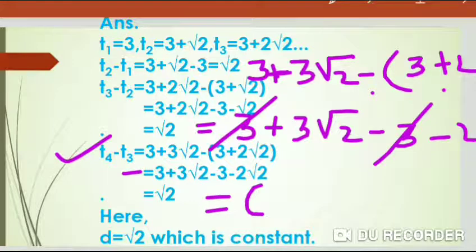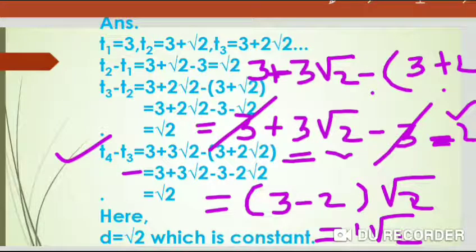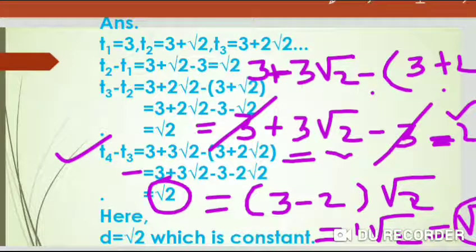And see here, we take root 2 as common. Therefore, it can be written only once. In the bracket we can write, see this 3, the sign here is minus. Therefore, we write minus and we take this 2. Again, 3 minus 2 is equal to 1 and here root 2, but we do not write 1 here. Therefore, this can be written as root 2. See students, here we get root 2.